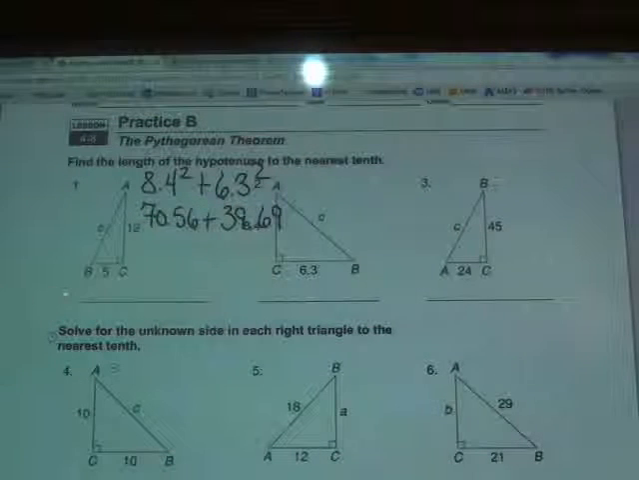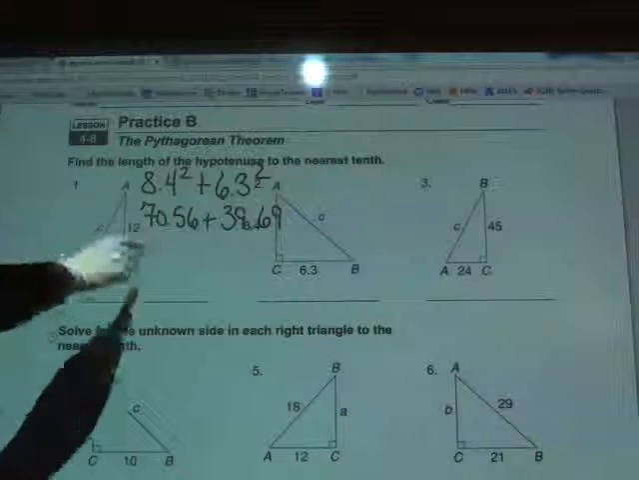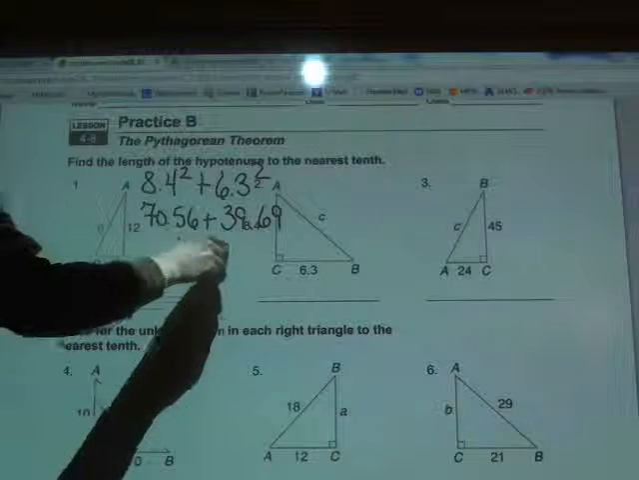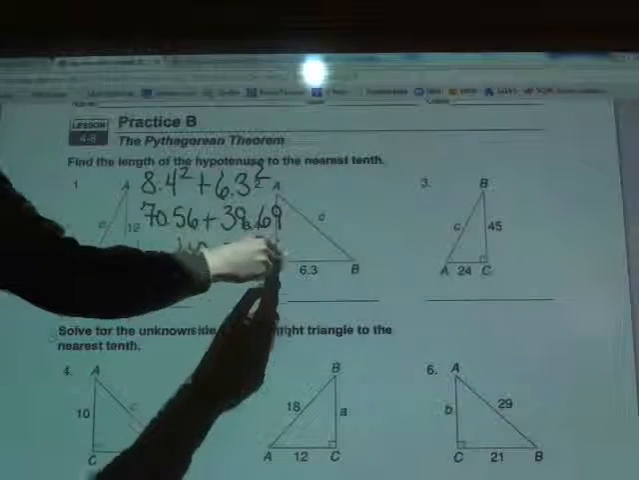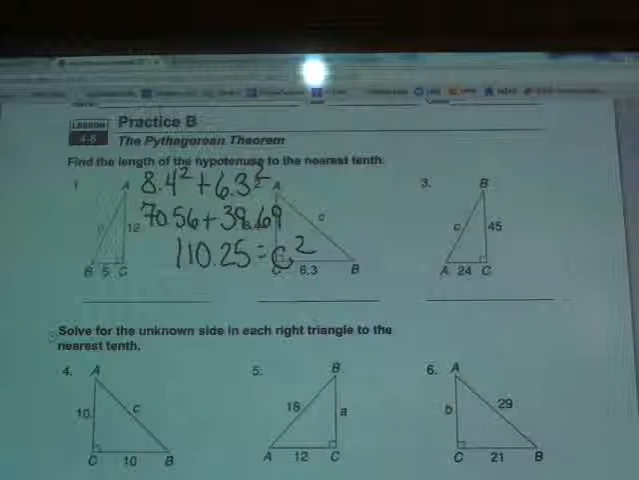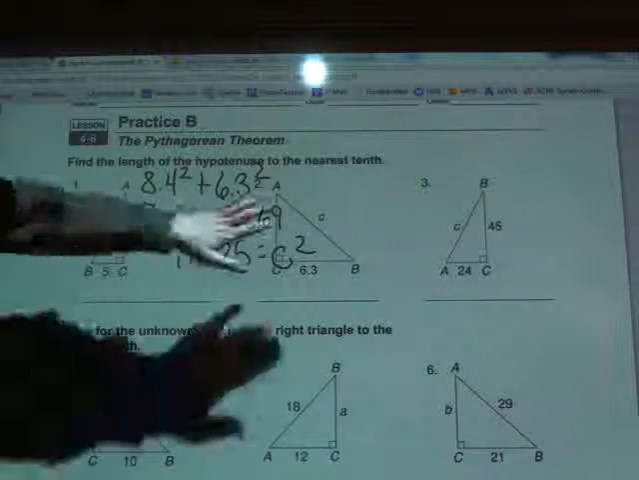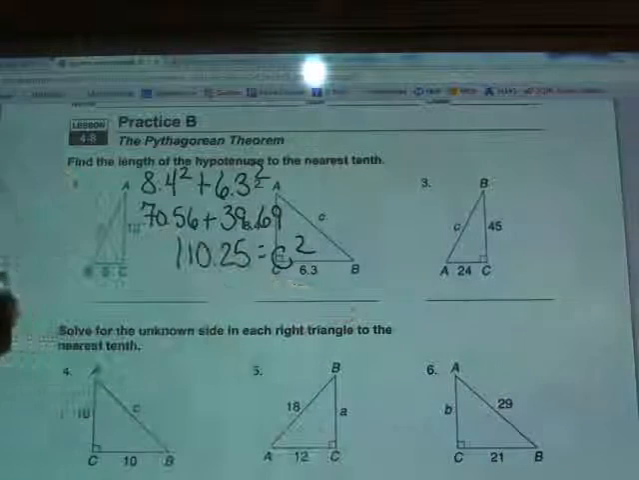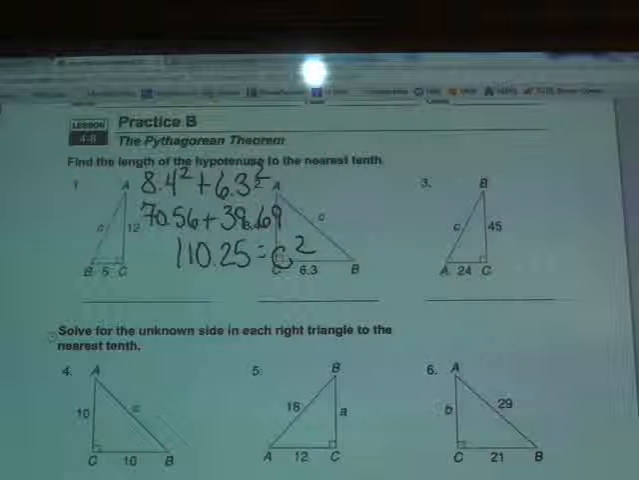So I'm going to go ahead and add those together. 70.56 plus 39.69 is going to change into 110.25. Now that is equal to this hypotenuse squared. The thing is, if we look at what the hypotenuse is actually labeled on the triangle, the hypotenuse is just labeled C. So to get from C squared to C, which is where my final answer is going to go, I have to undo that squared part, cancel it out.